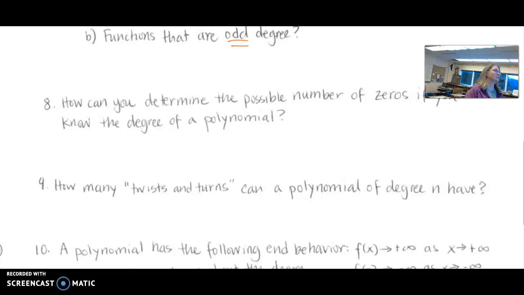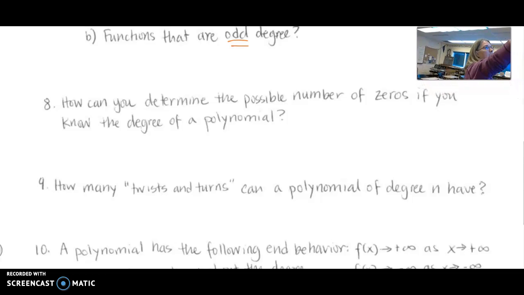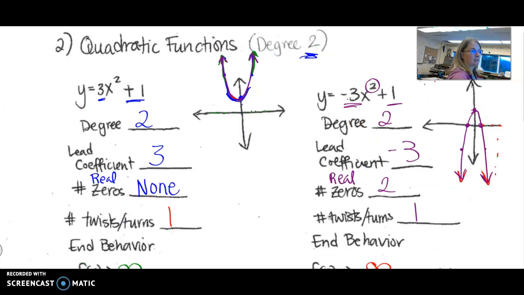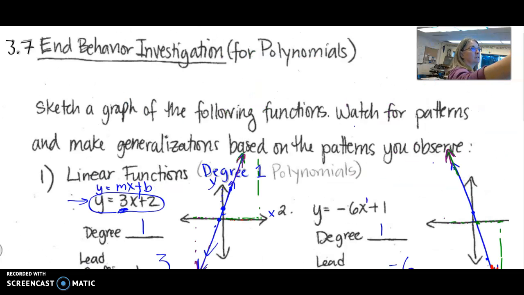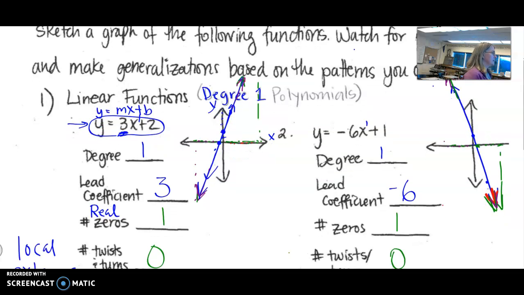Okay, the next question asks you, how can you determine the number of possible zeros if you know the degree of a polynomial? And so we've gone through this when it was a first degree polynomial. We had 1 real zero for both of those graphs, and they're lines, and so that's the only option we're going to have, 1 real zero, because one end's going up and one end's going down. Unless you have a horizontal line, then it might have 0 zeros, but that's the only situation for a linear function. So when it's degree 1, we had 1 zero.